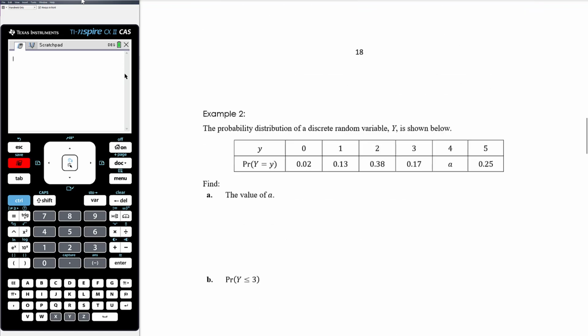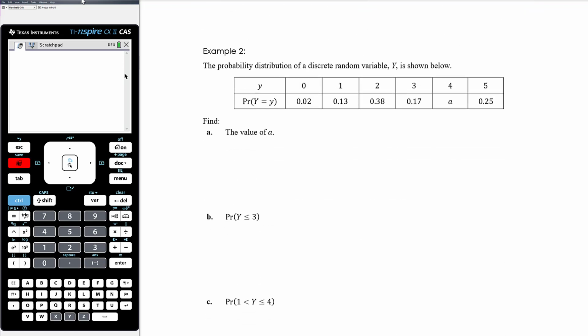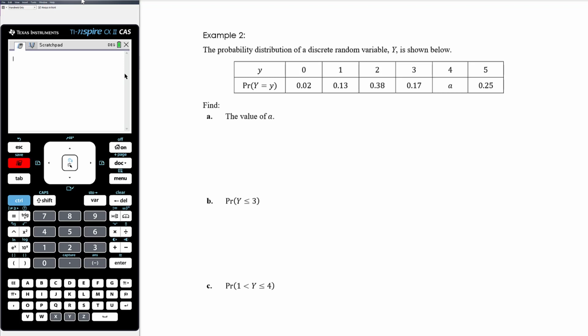Alright, let's have a look at an example here. The probability distribution of a discrete random variable y is shown below. It's not always going to be x, so make sure we're using variables consistent with the question. So this time the discrete random variable is y. We want to find the value of A. This is a fairly common question with discrete probability distributions. We've got an unknown probability, and we know that all the probabilities have to add up to 1.